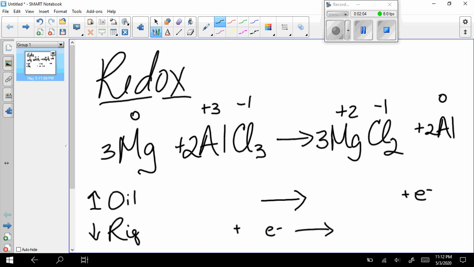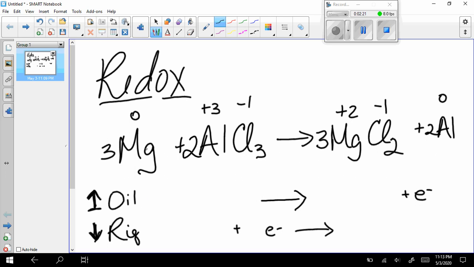And this arrow up means that the oxidation number goes up, and this down means the oxidation number goes down. So I like to say the rig goes down into the earth and the oil comes up out of the earth, and oxidation is losing, reduction is gaining.